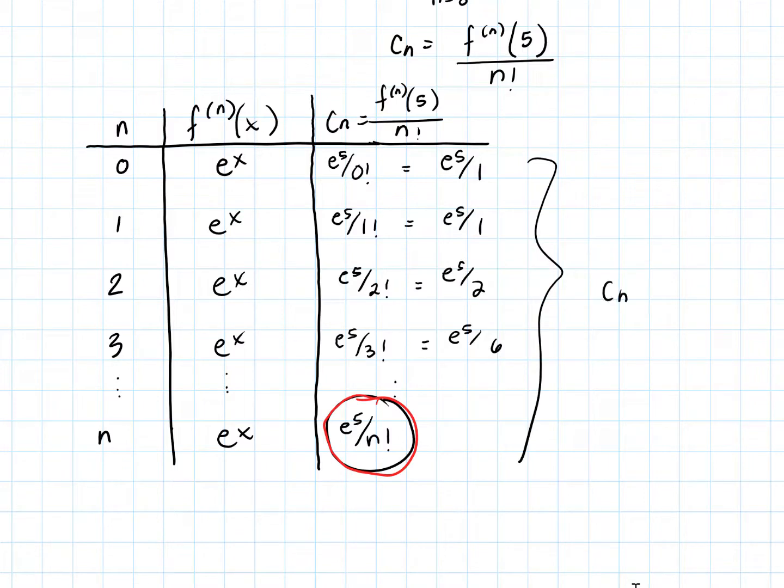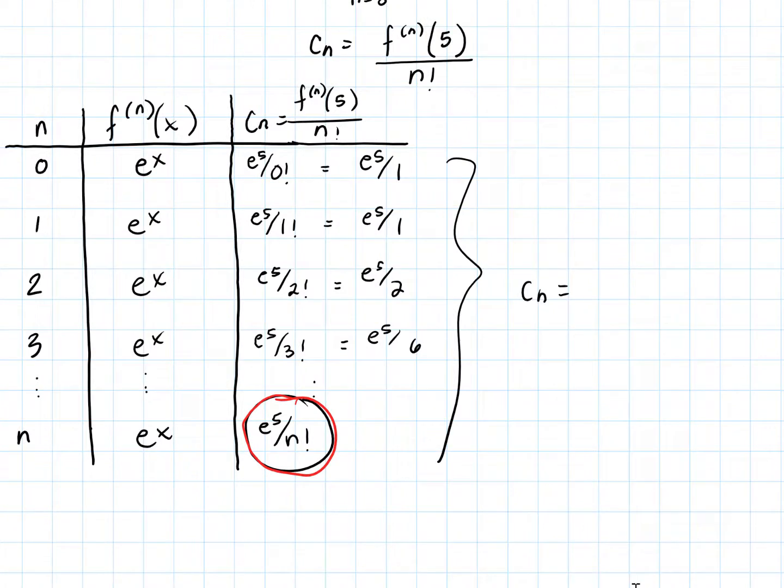That, we'll put in red, is what our c sub n is going to be. We might have noticed that without the table, I just wanted to show you, because this is the easiest derivative to work with since it stays the same throughout. That is not true of other functions. So I wanted to show you how we can generate this table for any function and look for the patterns. So c sub n ends up simply being e to the 5th over n factorial.